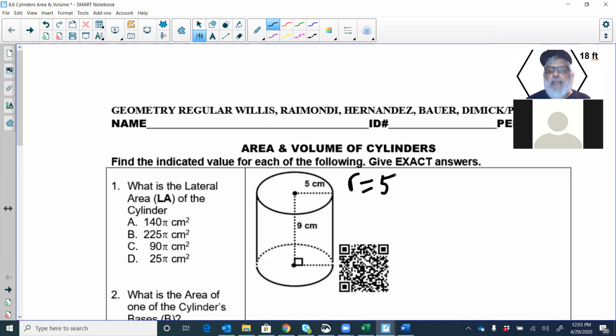And I don't know if you remember on last week's assignment, to find the lateral area, it was the perimeter times the height.